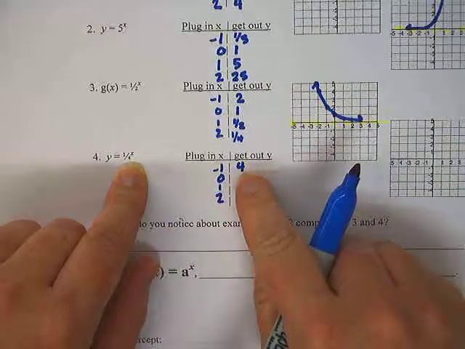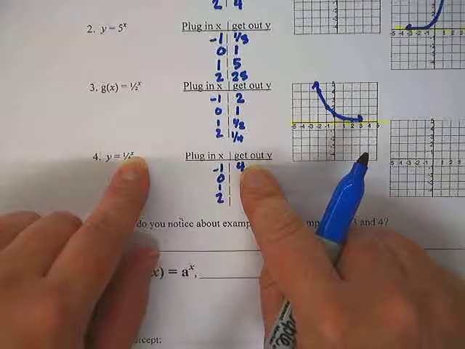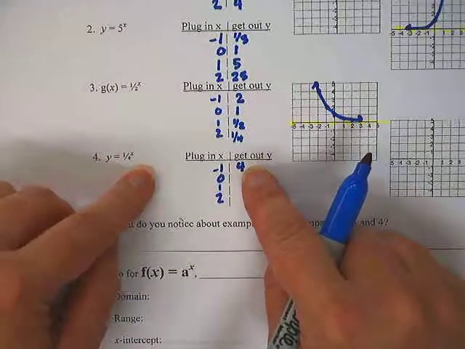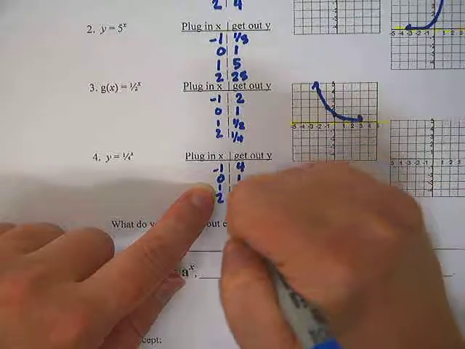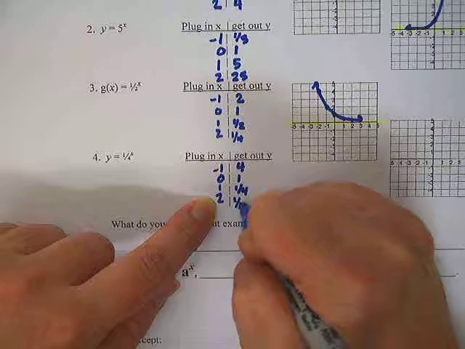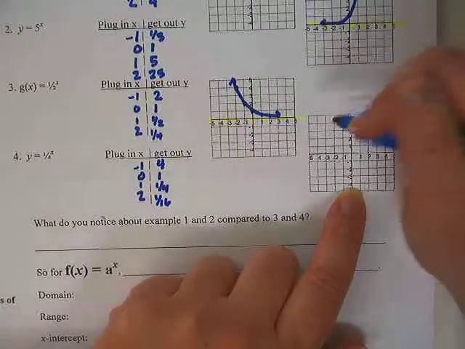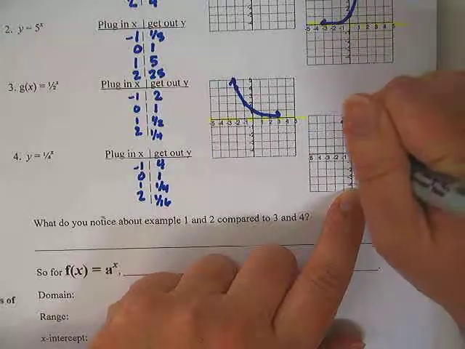Okay, so let's go ahead and plug in some numbers. 0, negative 1, 1, 2. So 1/4 to the negative 1 power is 4. Notice how the answer is not negative 4. Don't do that. 1/4 to the negative 1 does not make the 1/4 negative. It simply flips that fraction over to be a positive 4. 1/4 to the 0 power is 1. 1/4 to the 1 is 1/4. 1/4 to the 2 is 1/16.